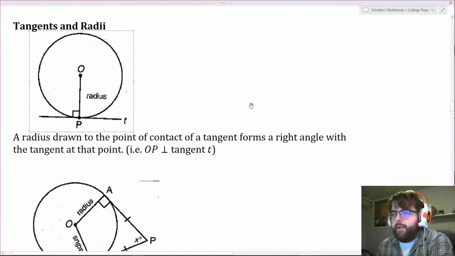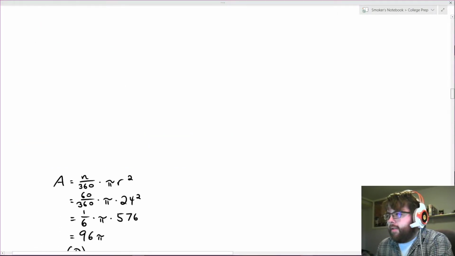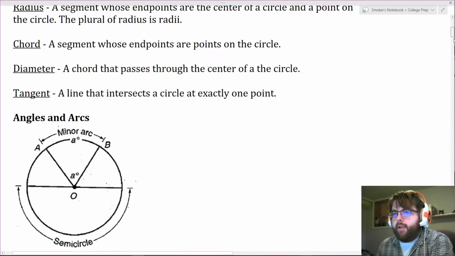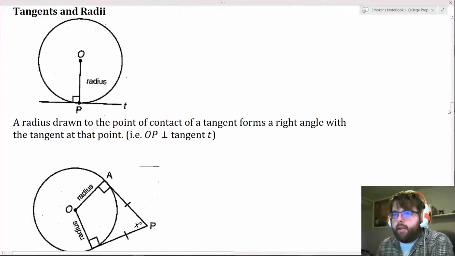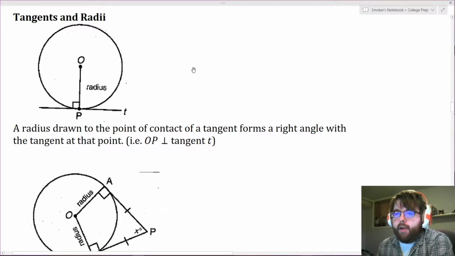Hello, college prep class. We're going to continue talking about circles. This is chapter 6, section 3. We left off at tangents and radius, radii, which is the plural for radius.